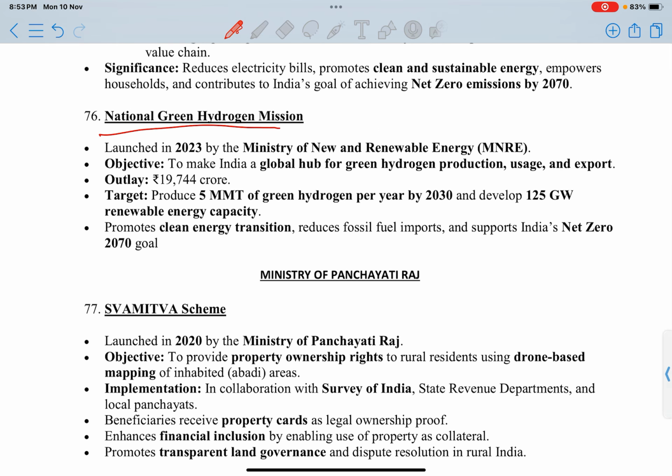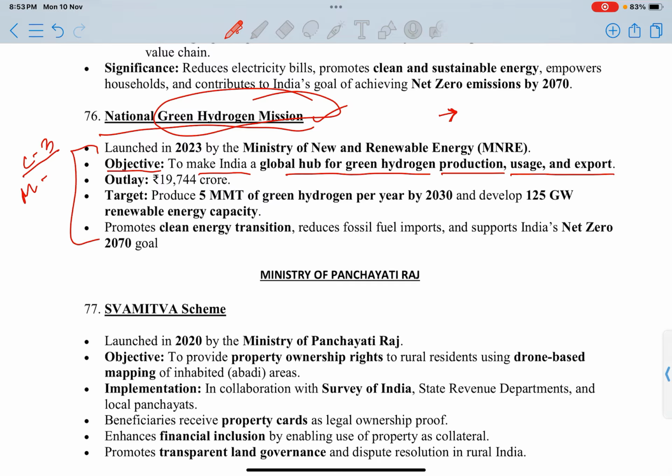Next, National Green Hydrogen Mission. In today's combined three mains examination, there was a question related to green hydrogen. Okay, this is a burning topic. See, anything which is environment friendly and futuristic is important. For example, ethanol, ethanol petroleum, green hydrogen, then electric cars, EVs, etc. So, National Green Hydrogen Mission objective is to make India a global hub for green hydrogen production, usage, and export. Okay, you read about it.